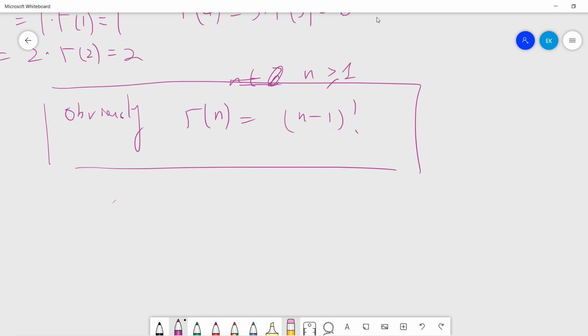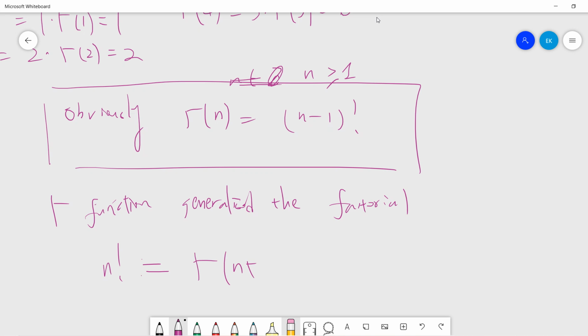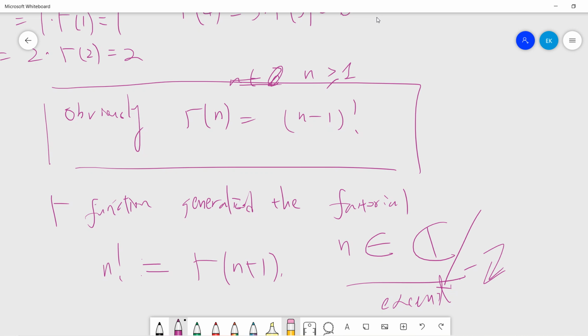So you can view the gamma function as a generalization of the factorial. I can say that n factorial is defined to be gamma of n plus 1. And this n can be viewed as any complex number except for some values which we will discuss later, basically 0 and the negative integers.